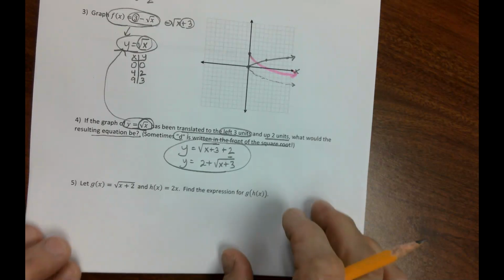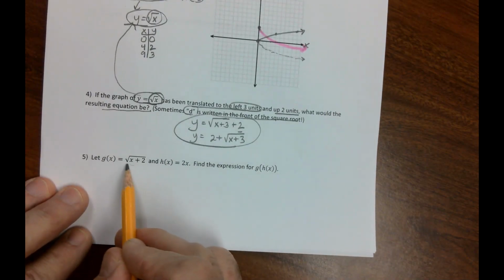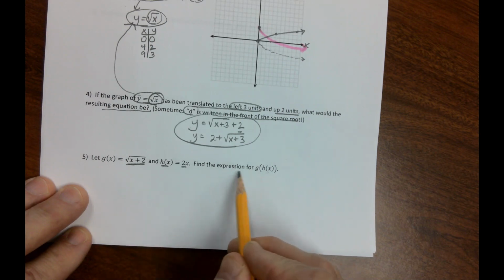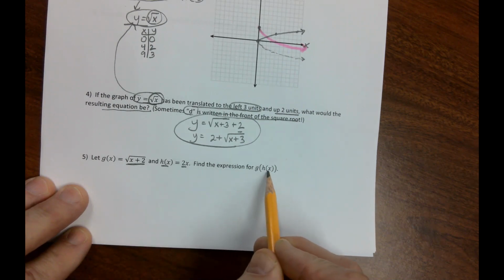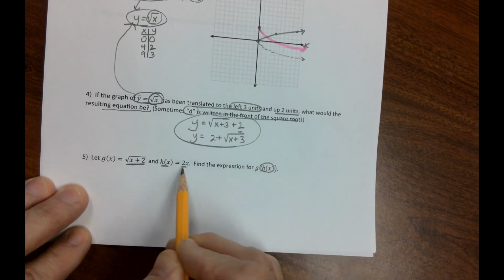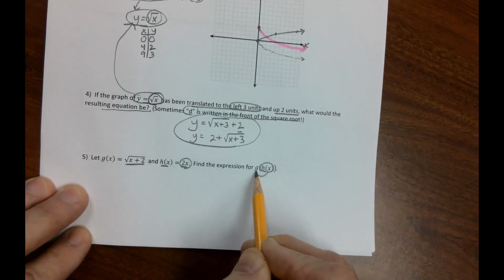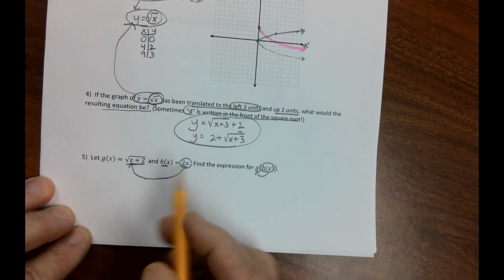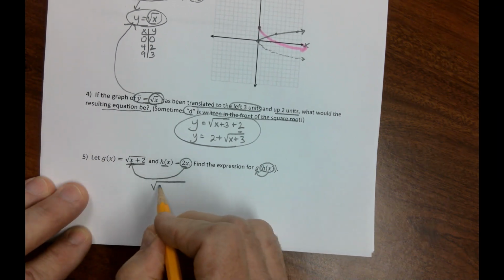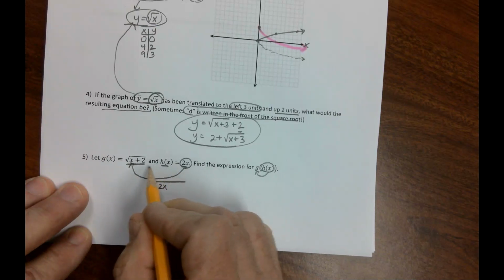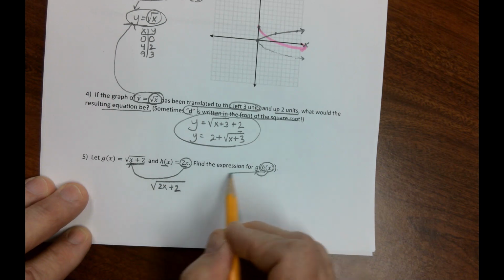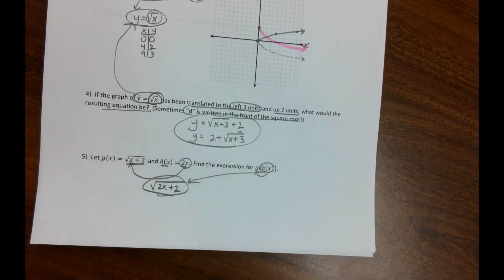Number 5. Let g of x be the square root of x plus 2. H of x equals 2x. Remember, find the expression for g of h of x. So we got to take h of x, which is 2x, and put it into g. How do you do that? We're going to put that 2x right where that x is, so it would turn into the square root of 2x plus 2. Just a quick little substitution. So that equals that. All right, page 1, done.